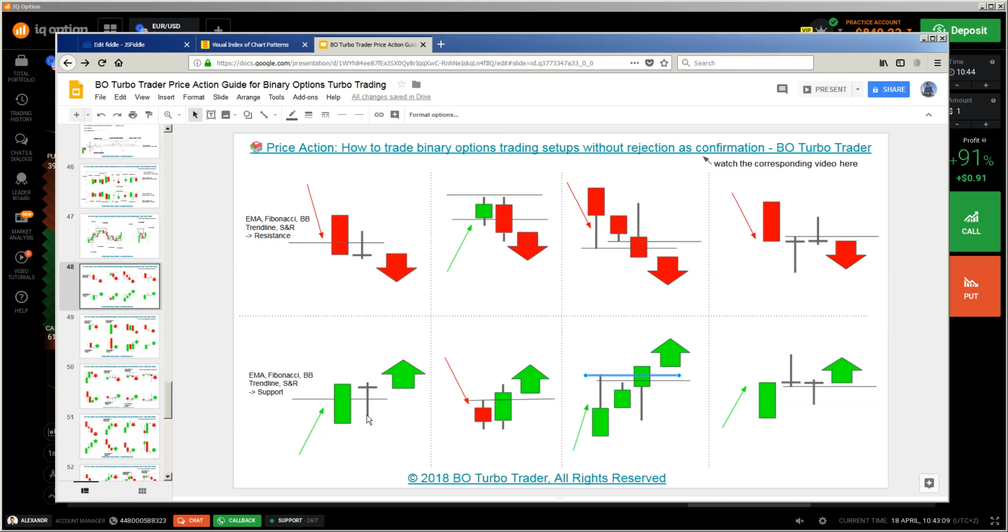This ebook contains the most important candlestick patterns, chart patterns, binary option turbo trading concepts, market condition, trend identification, rejection, and candlestick math, and a lot more concepts which can also be used for Forex and digital options.